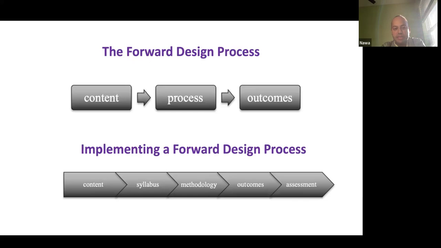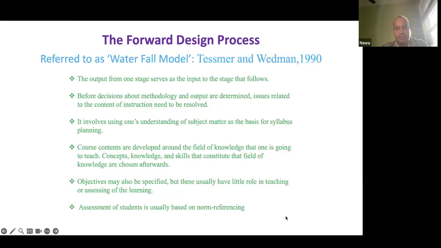Then taking the output of that content, I'll decide what process to use. So what methodology do I want to use in the class? And after that, I'll decide what the outcomes of my class are, so what students really learned from that class. And I'll set up an assessment to assess whether those learning outcomes are met or not. So that is really the forward design. We start with the content, go to the process, and finally to the outcomes.